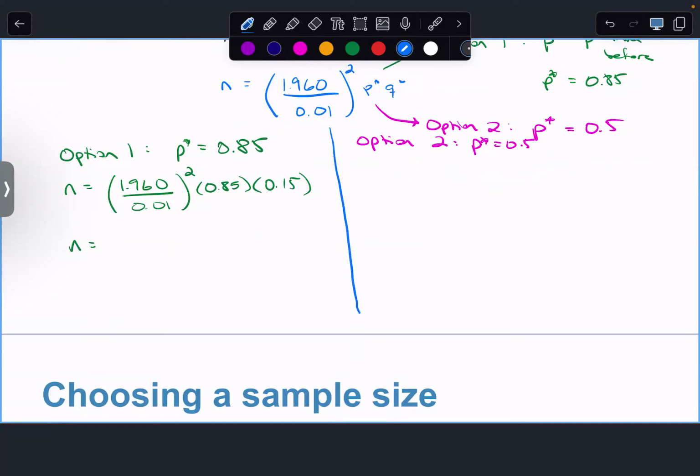1.96 divided by 0.01, square that, times 0.85 times 0.15. I get 4898.04. Therefore, n would have to be 4899. Right, because we have to round up.